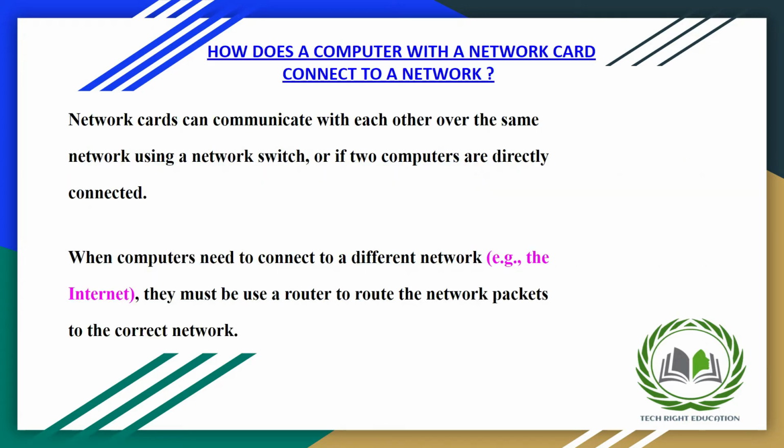Now we will learn how a computer with a network card connects to a network. Suppose we want to establish connection within the same network, then we will use a switch, or we can say if two computers are connected directly, what kind of connectors do we use? Basically we use RJ45 connectors for establishing communication between them. And if we want to connect with a different network, then we use routers because the function of a router is to provide communication over different networks.